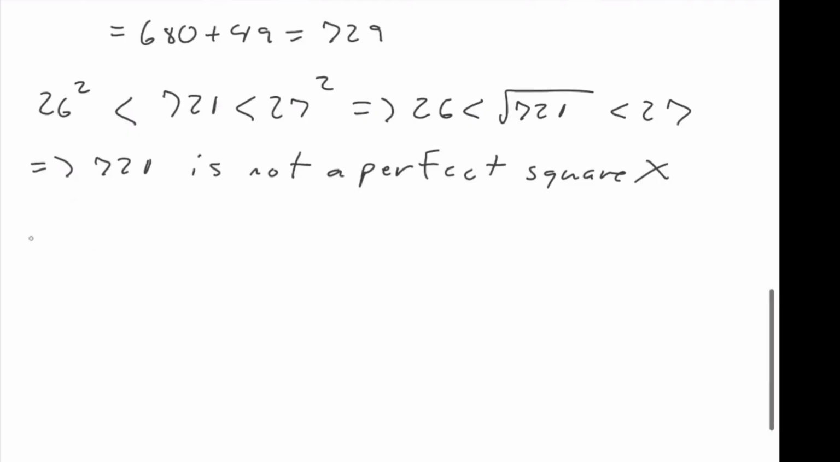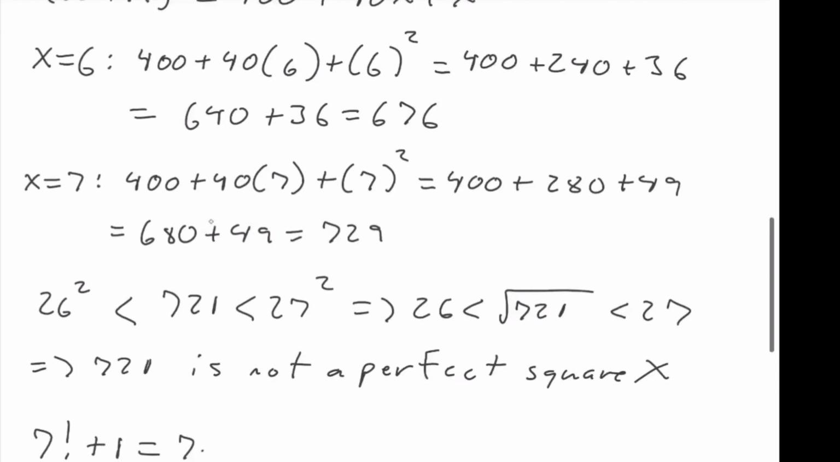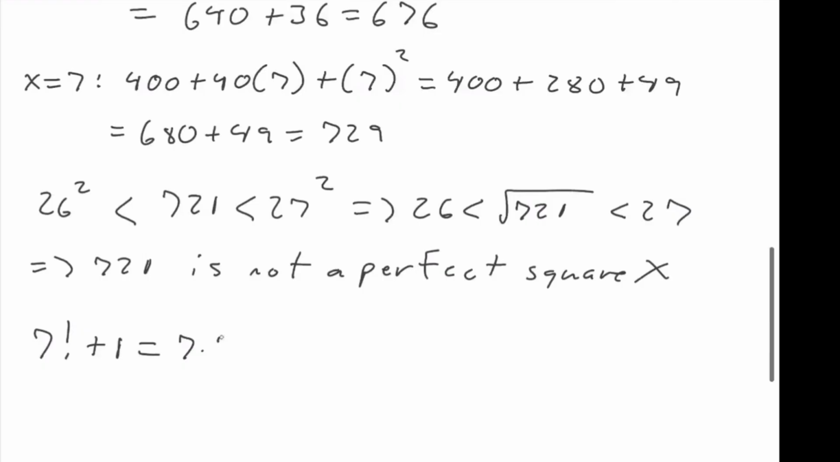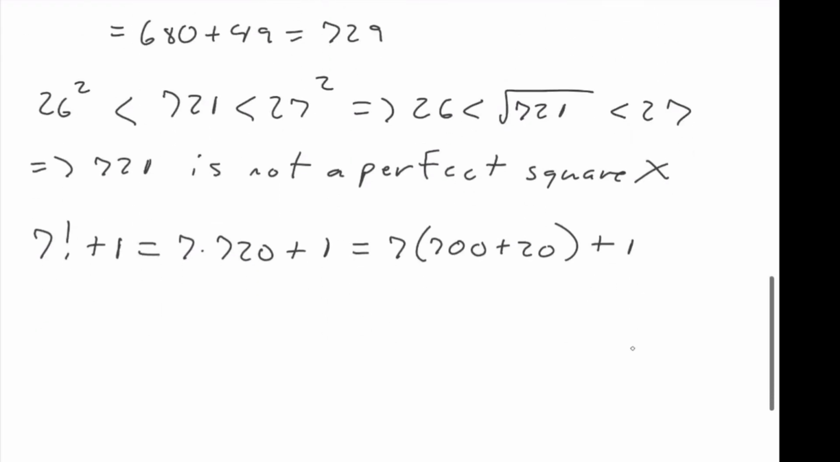So let's do the last one. Let's look at 7 factorial plus 1. This is equal to 7 times, and for the 6 factorial, 600 plus 120, so it would be 720. 7 times 720 plus 1. This is going to be 7 times 700 plus 20 plus 1. And that's equal to, so 7 times 700 is 4,900 plus 140 plus 1, which is 5,041.